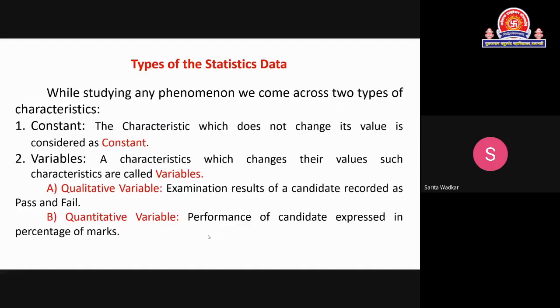And for the same thing as a quantitative variable, we take the same result, but here we are expressing the result as a percentage of marks. So we can say that we are getting a number. So what we are getting? We are getting a quantity. So here the percentage of marks is a quantitative variable, and pass or fail of the examination result is a qualitative variable.